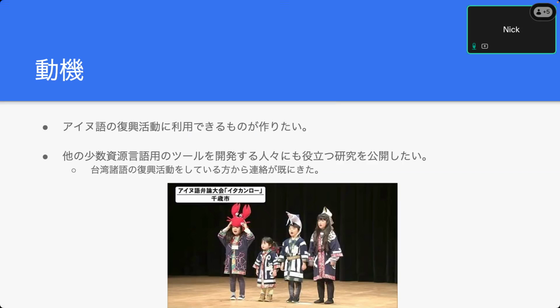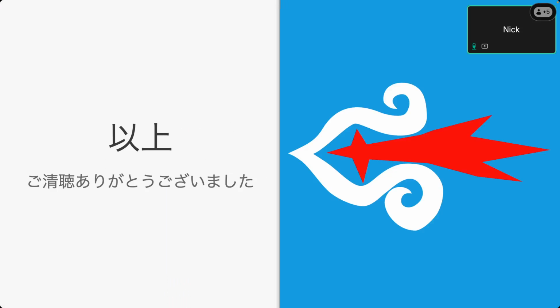And even beyond that linguistic significance, I believe that it has a strong cultural significance in that language is part of identity, and there are efforts to retain and preserve this part of Ainu identity. And I want to contribute tools that can help with that effort, and also with similar efforts for other endangered languages around the world. And that's all for this presentation.